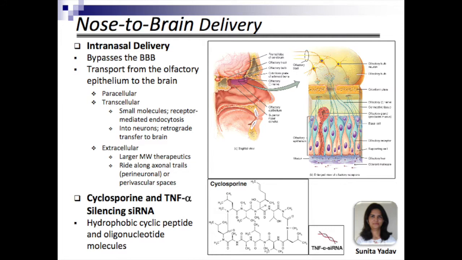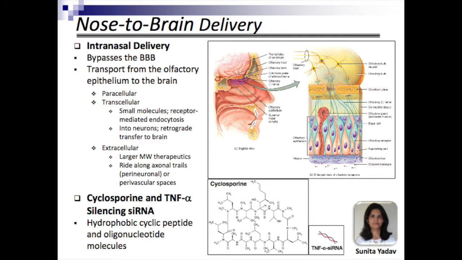I'll talk a little bit about that in the context of neuroinflammation and the example of molecules we have used. Our approach has been to use cyclosporine and TNF silencing siRNA, delivered intranasally into the brain for treatment of neuroinflammation. Cyclosporine is a well-known peptide. It's a hydrophobic peptide, 10 amino acids, and it's cyclized, and it doesn't require any modification because cyclosporine dissolves very well in omega-3 flaxseed or fish oil.